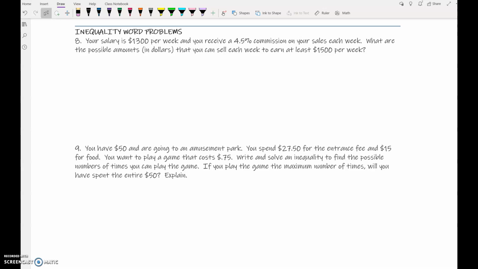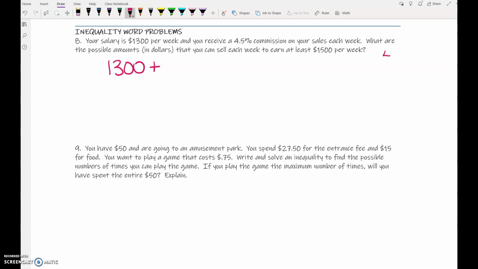Your salary is $1,300 per week, and you receive a 4.5% commission on your sales each week. What are the possible amounts in dollars that you can sell each week to earn at least $1,500 per week? Okay, first of all, if somebody is making $1,300 a week, I want that job because, wow, that's bank. But every week, you earn $1,300. In addition to that, you earn a 4.5% commission.